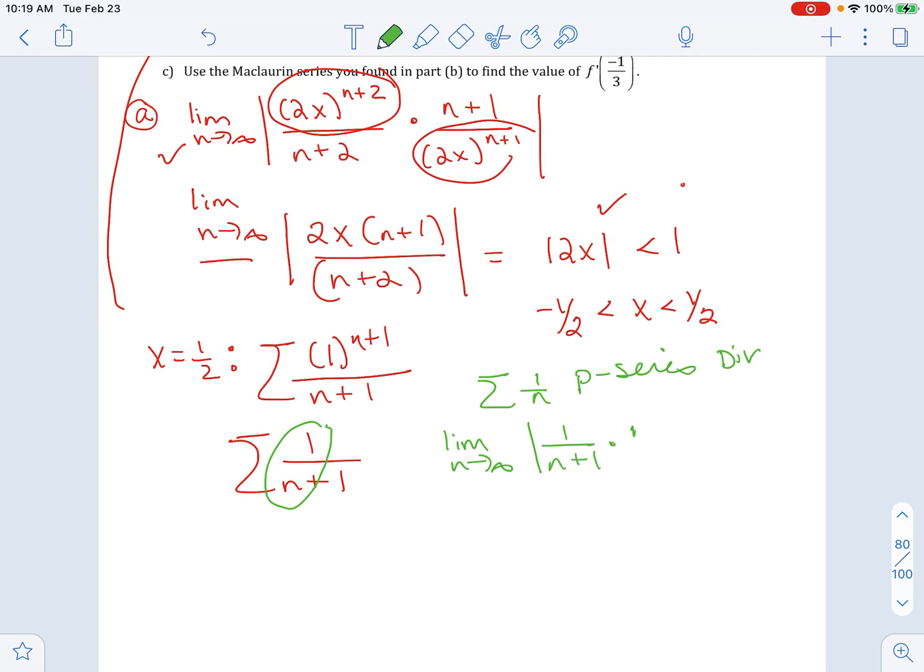If I do the limit comparison test, it's the original divided by what you're comparing it to. And remember, the limit comparison test says if you get any positive real number, then the original series will do the same thing as what you are comparing it to. So I know by the limit comparison test, this also diverges. That means at 1/2, we are not going to include it.